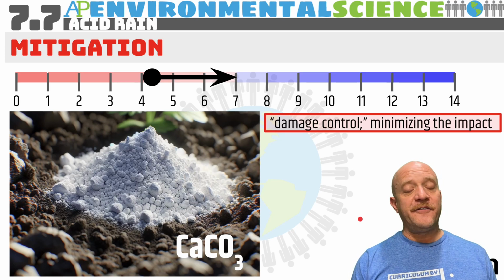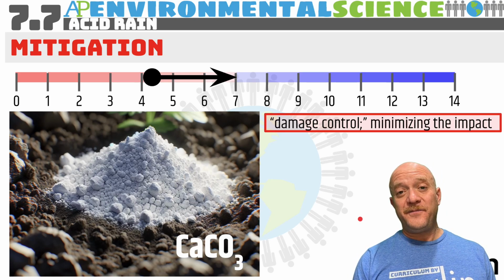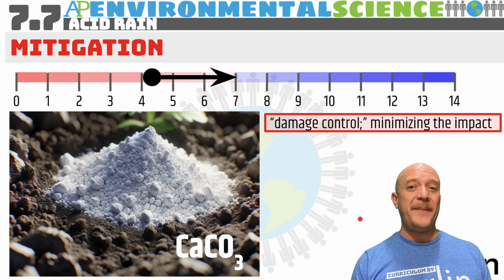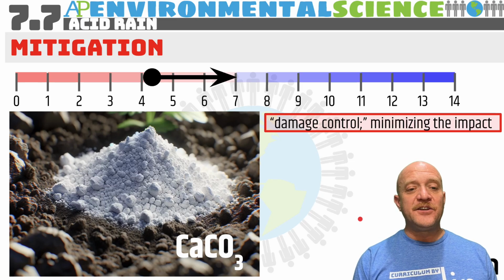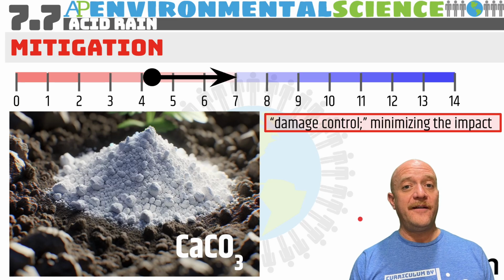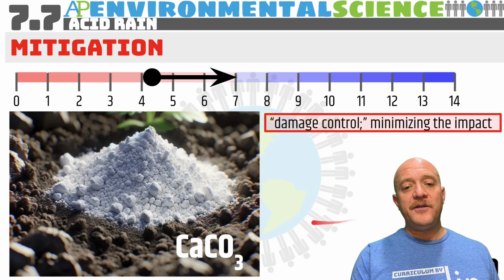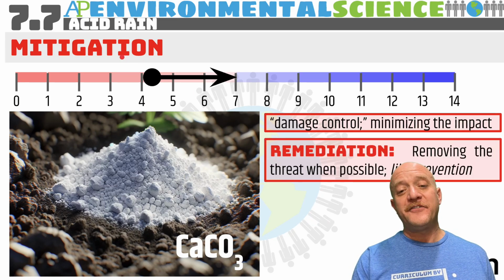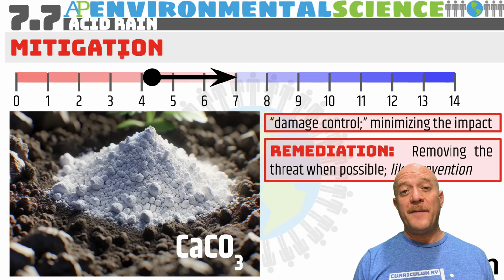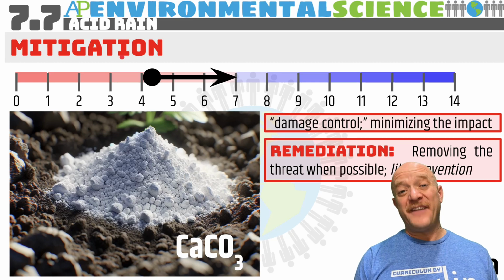Recall that soils that are formed with bedrock from limestone are going to be more basic and less acidic. So they're going to be more beneficial for agriculture. Now, you've seen the word mitigation. If you ever see the word remediation, remediation means removing the threat when possible. It's sort of like prevention.